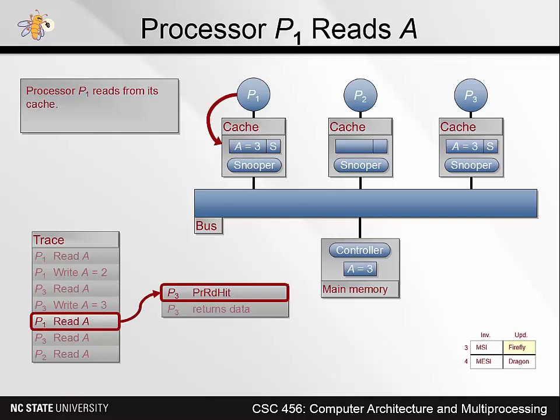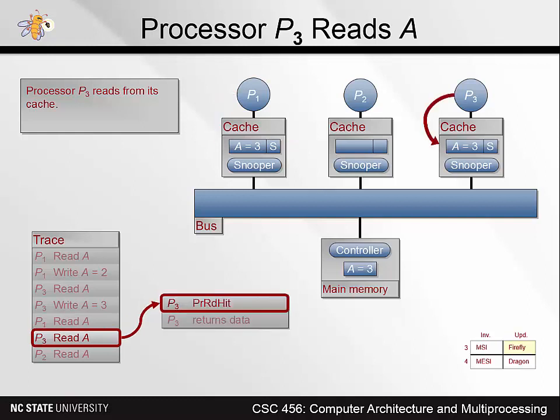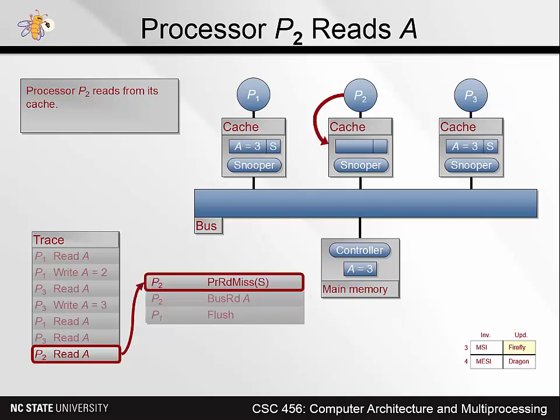Both P1 and P3 remain in state S, and the write operation completes. Now, P1 reads the value of A from its cache. This is a read hit, so no bus activity is needed. P3 reads A from its cache. This also is a cache hit, so the cache simply returns the data. No bus transaction takes place.